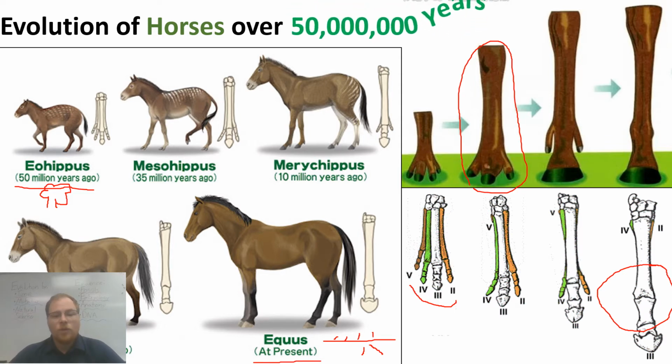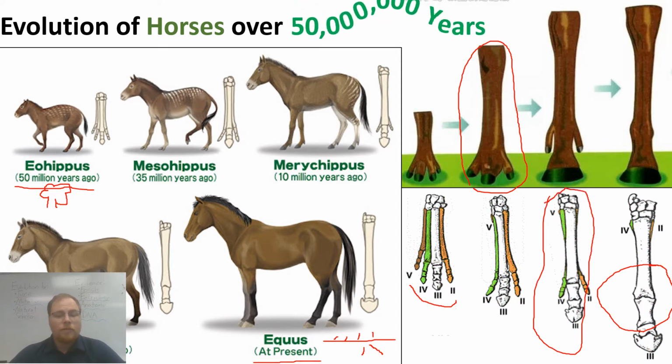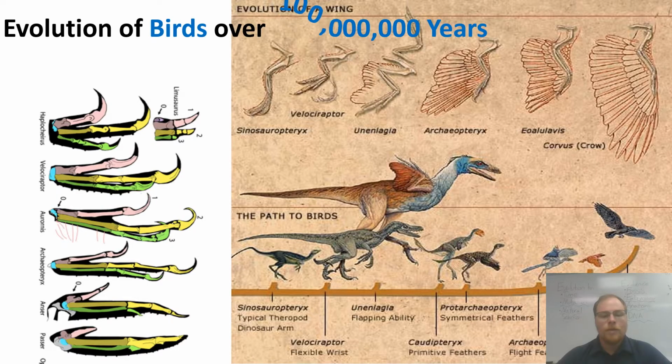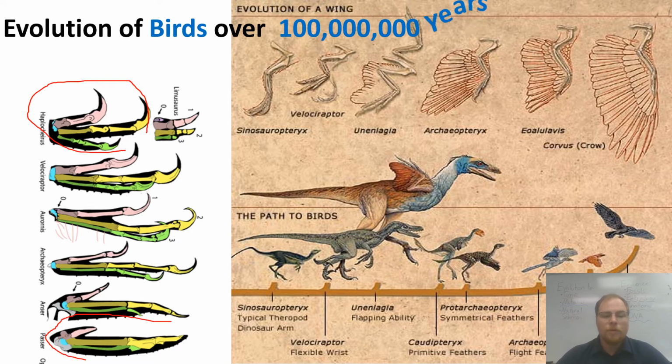Over time, the toes shrunk and were selected upon by natural selection. Now, in this next example, we're going to look at the evolution of dinosaurs to birds over 100 million years. Birds and dinosaurs have a lot of similarities, for example, their hips, their pelvises, and their skeletal structure, but we're going to be looking at going from claws to wings in modern birds.